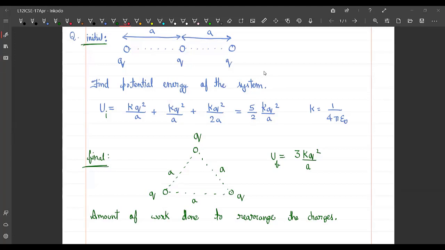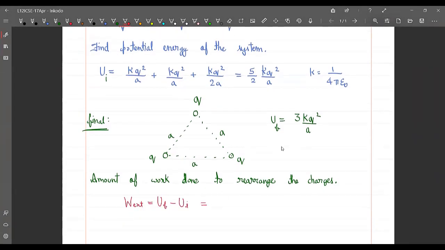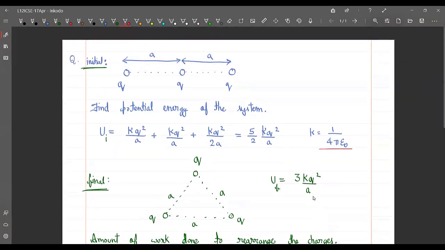Sir, kq square by 2a. That seems correct. The work done by external agent is final potential energy minus the initial potential energy. So final potential energy is 3kq square by a, and initial potential energy is 5 by 2 kq square by a. So that is correct. kq square by 2a, where k is 1 by 4 pi epsilon naught. Good.